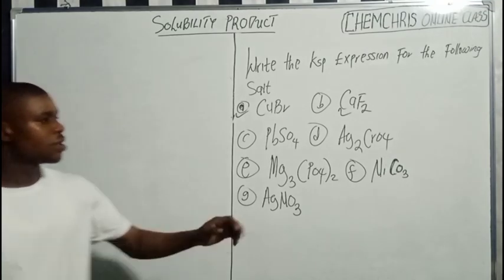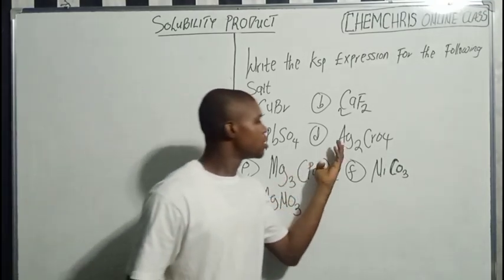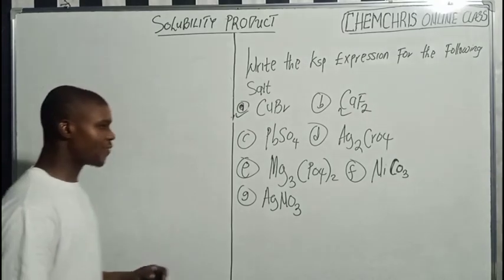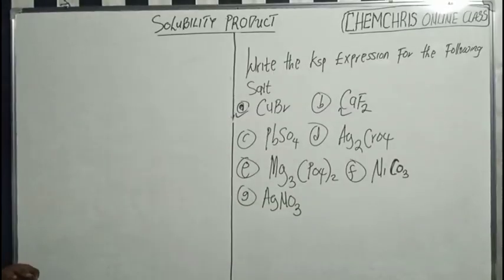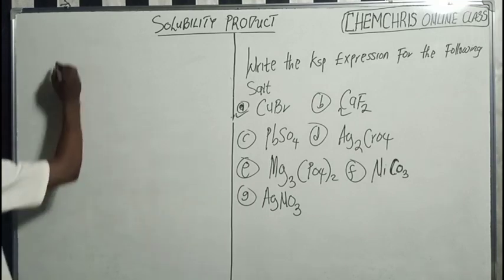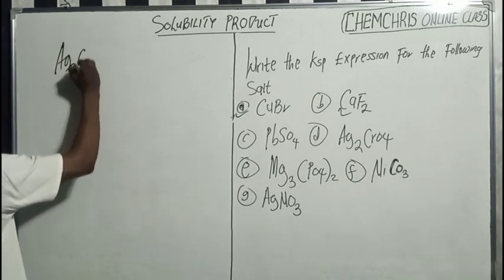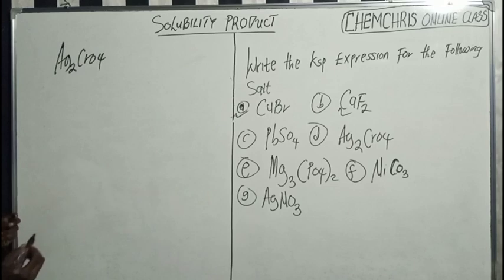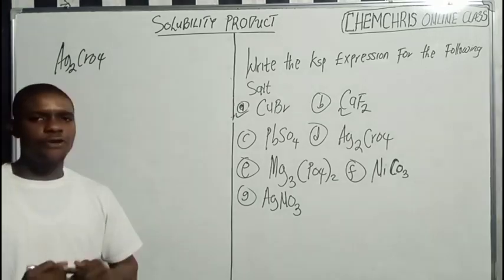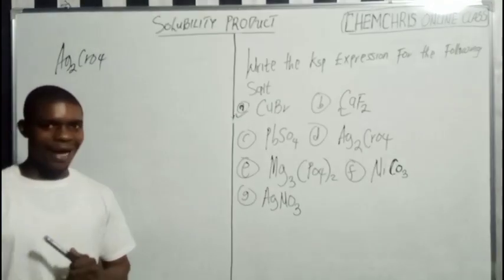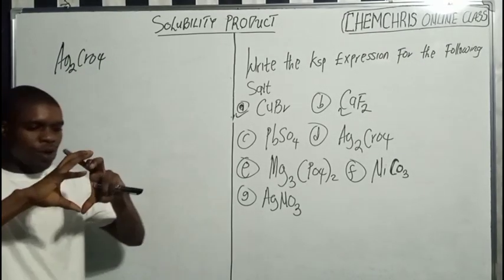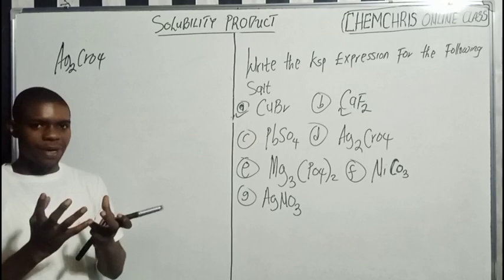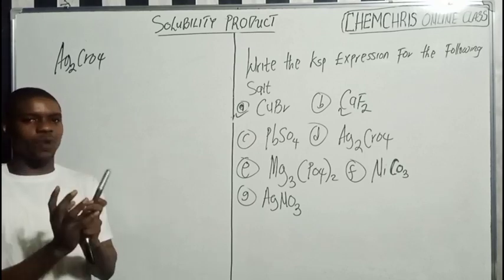So now let's look at silver chromate. Called silver chromate, Ag2CrO4. Now, like what I said earlier, first of all, you must know your polyatomic ions. So this CrO4 is a polyatomic ion. It's called a radical. They are grouped as one.